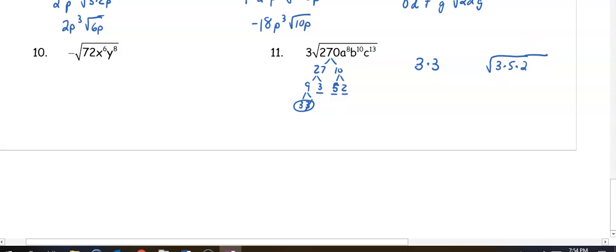Then we look at each variable. So a is even, so half of 8 gets us a to the 4th. B is even, so half of 10 gets us 5. C is odd, so 1c is going to stay under the square root, which will bring this exponent to 12, and then we can cut that in half. So half of 12 is 6. So we get 9, a to the 4th, b to the 5th, c to the 6th, root 3 times 5 times 2 is 30c.